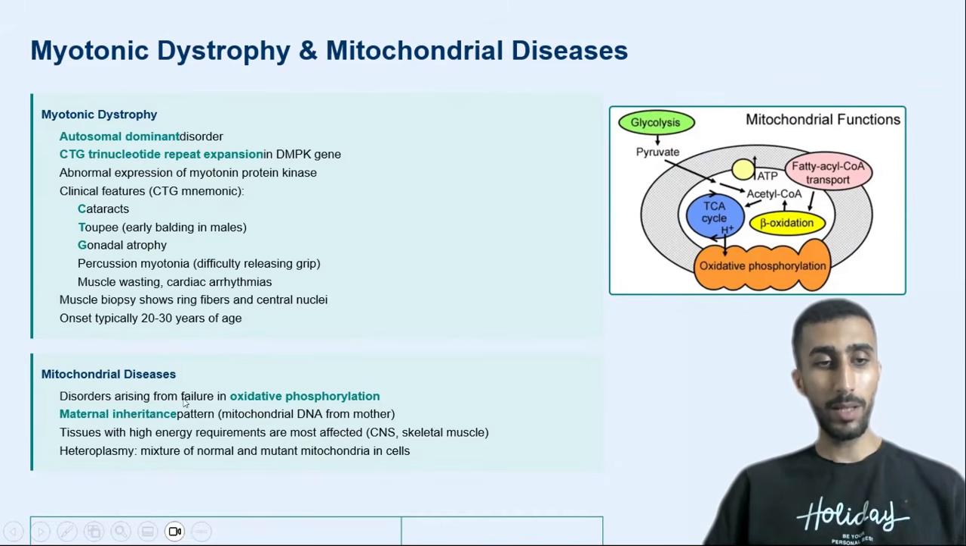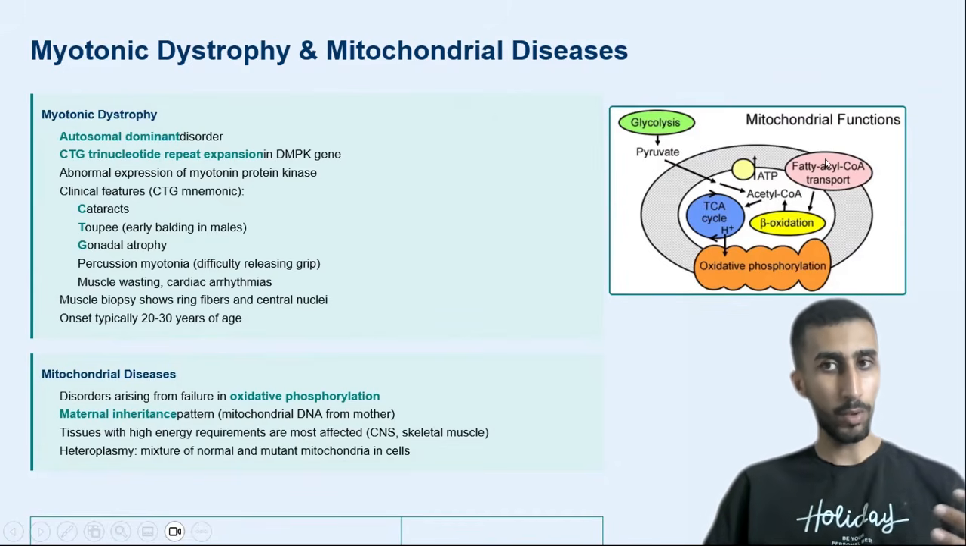And the mitochondrial diseases next. The mitochondrial diseases are disorders arising from failure of oxidative phosphorylation. You have to know that the mitochondria is the energy factory for our body. So this is related to acetyl-CoA. First we start with glycolysis giving pyruvate, being transported into the mitochondria into acetyl-CoA and the tricarboxylic acid cycle, and finally oxidative phosphorylation and the electron transport chain.